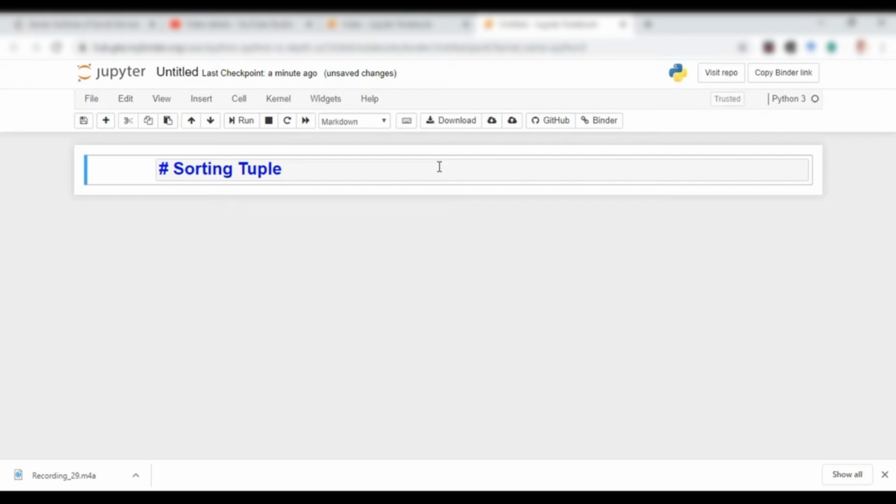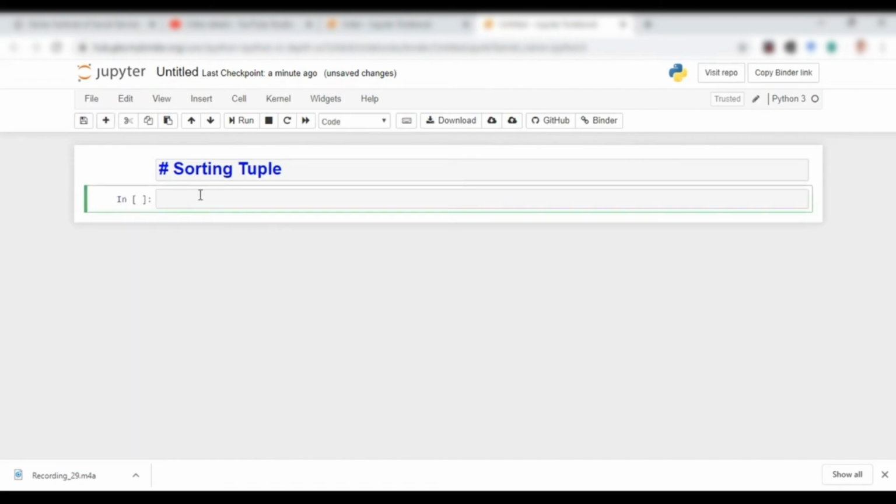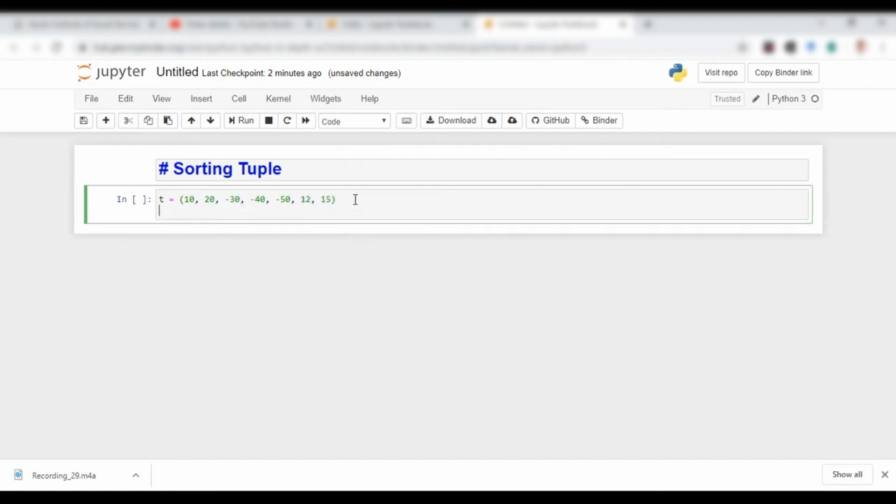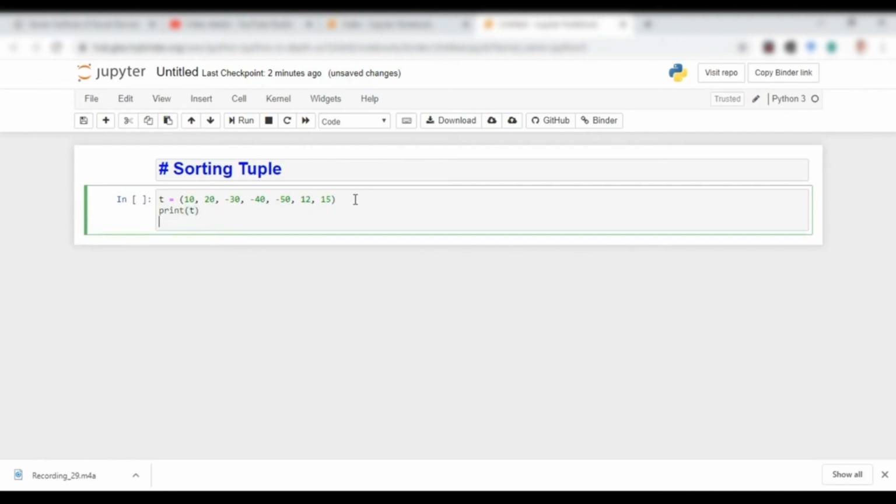If you remember, a tuple is something which is immutable, unlike the list, and in a tuple we have certain values which may be unsorted, so we may need to sort that. If I am declaring a tuple here as t and declaring the values like 10, 20, minus 30, minus 40, minus 50, then 12, then 15, like this, and would like to see what values have been incorporated in it, and then would really like to sort it, then sorted_t equals sorted(t).